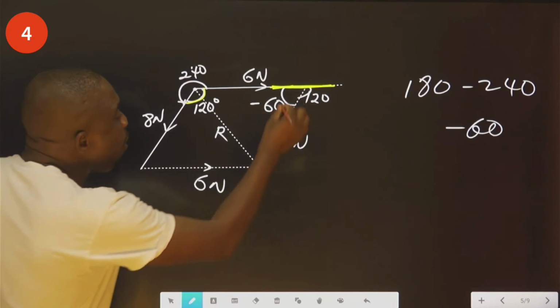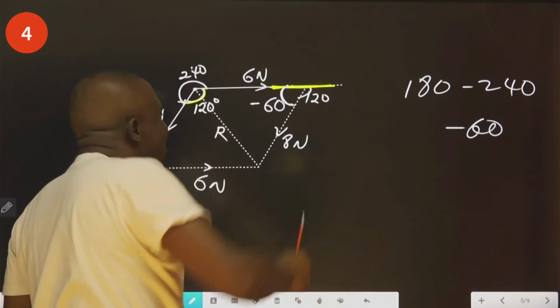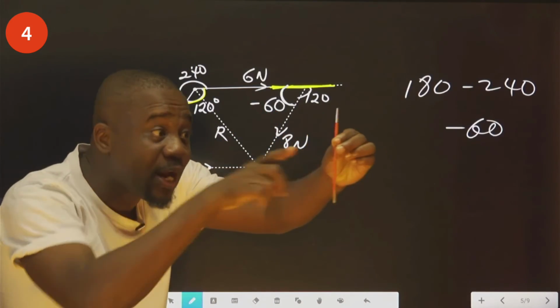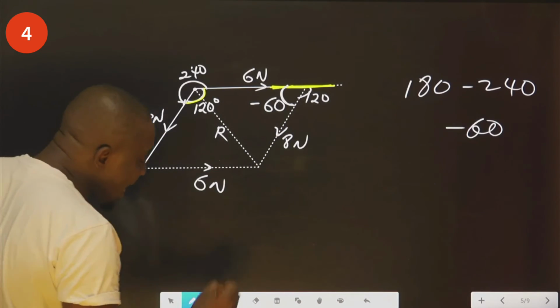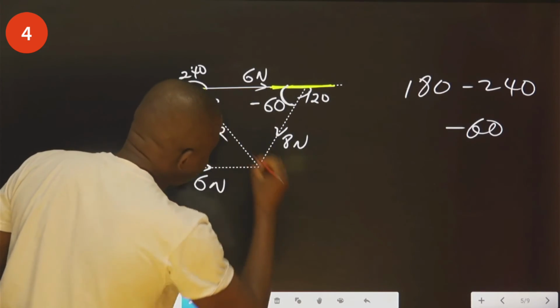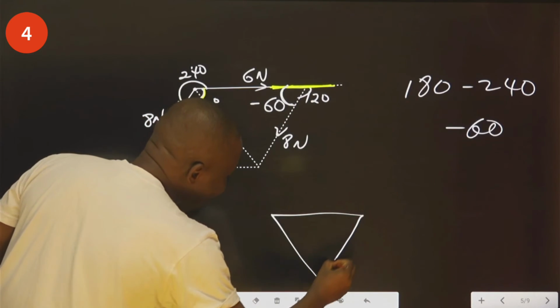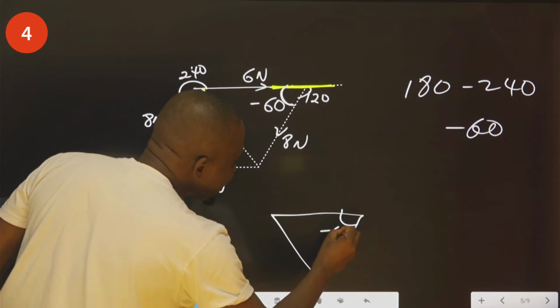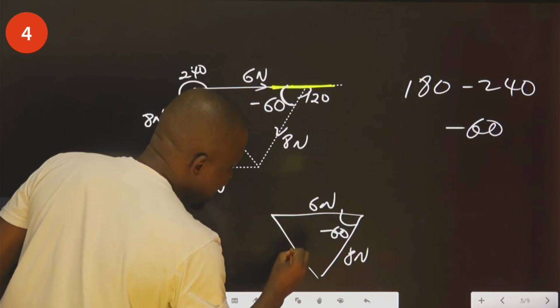The reason why we always look for this angle is because we are looking for an angle that is facing the resultant. So therefore, we can say now that we have that rough diagram, that is this line, this line, this line. Here is minus 60, here is 6 Newton, here is 8 Newton, here is the resultant.